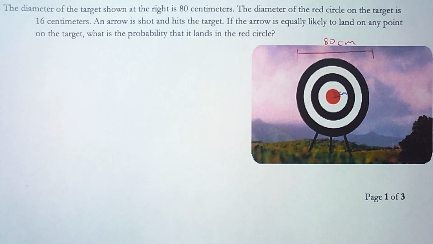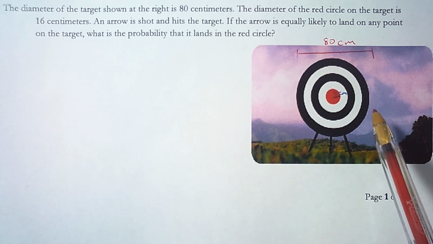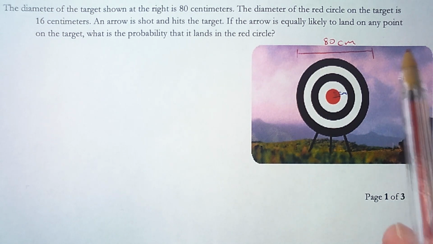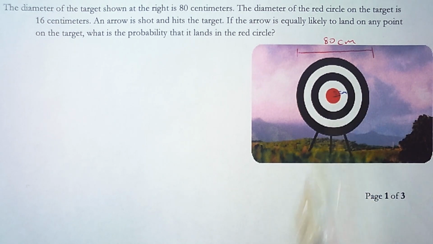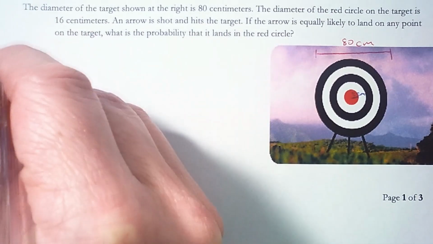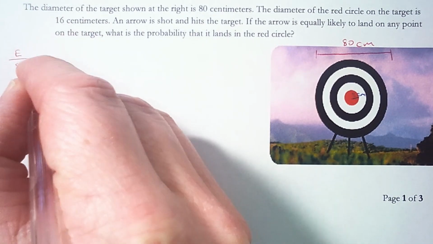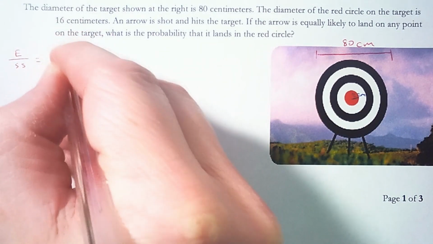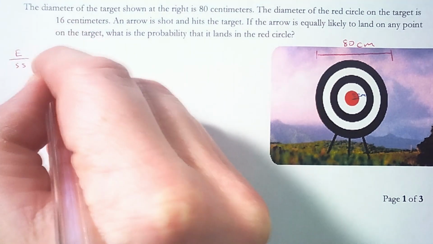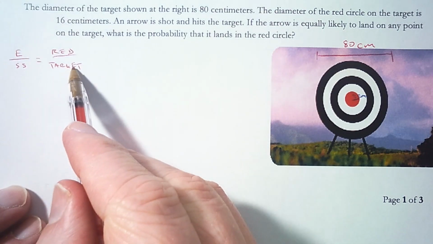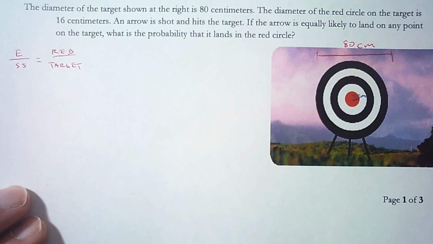Okay, so there's an arrow shot. It hits the target somewhere. So this arrow is going to definitely hit the target somewhere. But if it's equally likely to land anywhere on the target, what's the probability that it lands here in the red? Okay, so what we need is an event over a sample space. Our event is landing in the red circle. The sample space is landing somewhere on the target. So if it lands on the target, what is the probability it lands on the red part of the target?